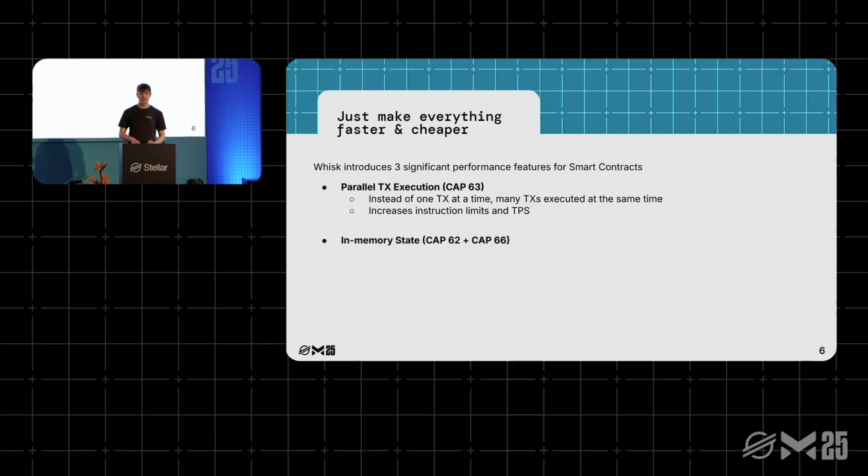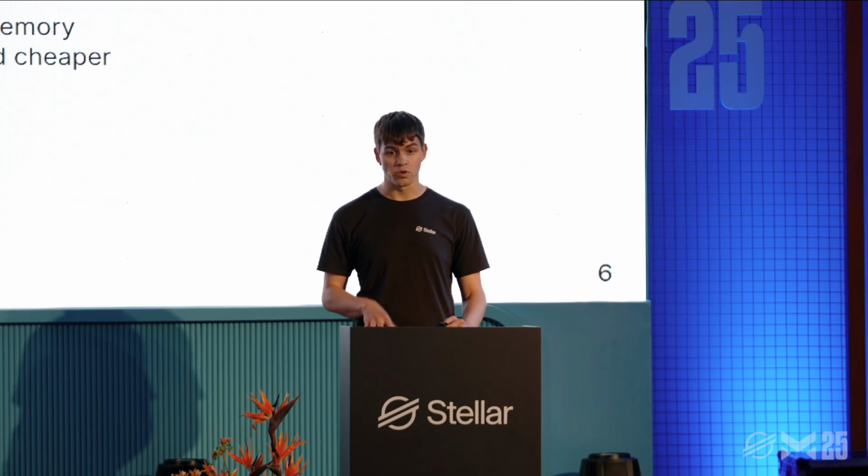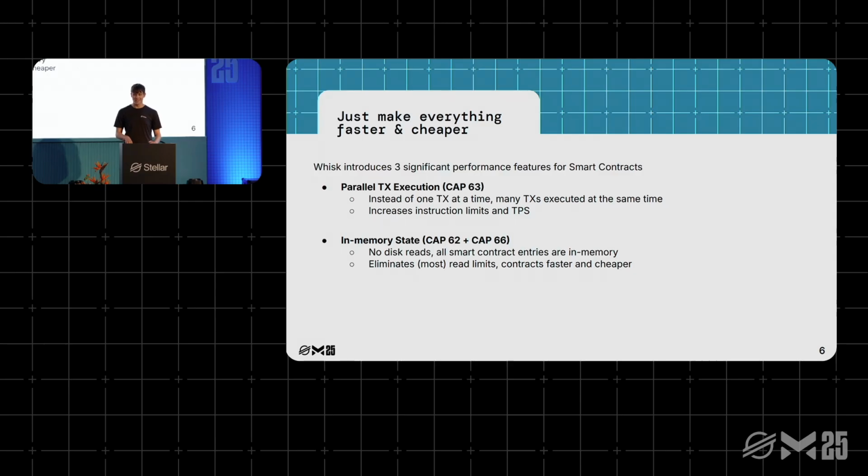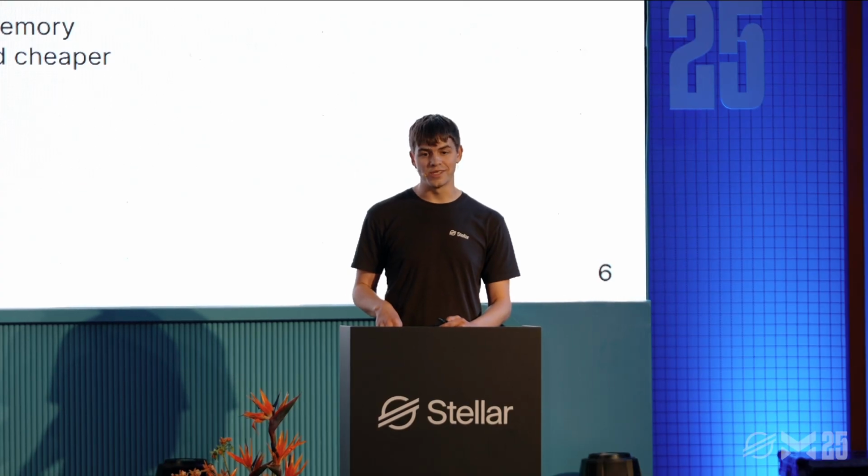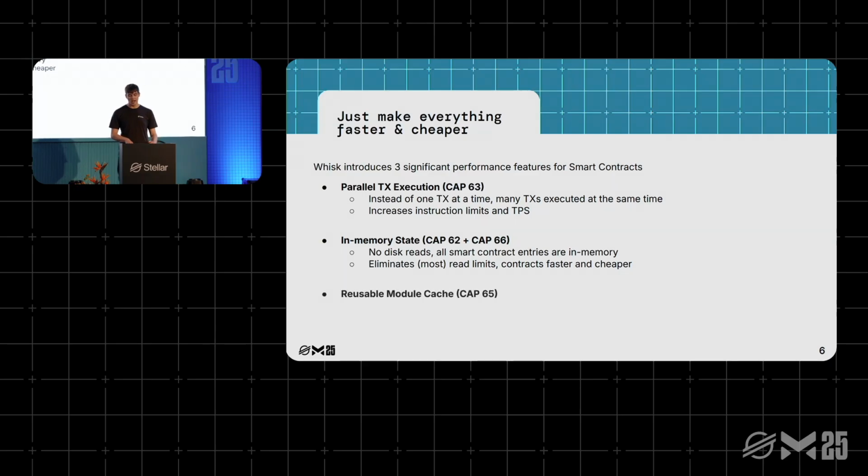Next, we have in-memory state via CAP-62 and CAP-66. These essentially remove disk reads from almost all smart contract invocation. What this does is not only eliminate disk reads or read limits and read fees, but again, greatly increases the transaction speed and throughput.